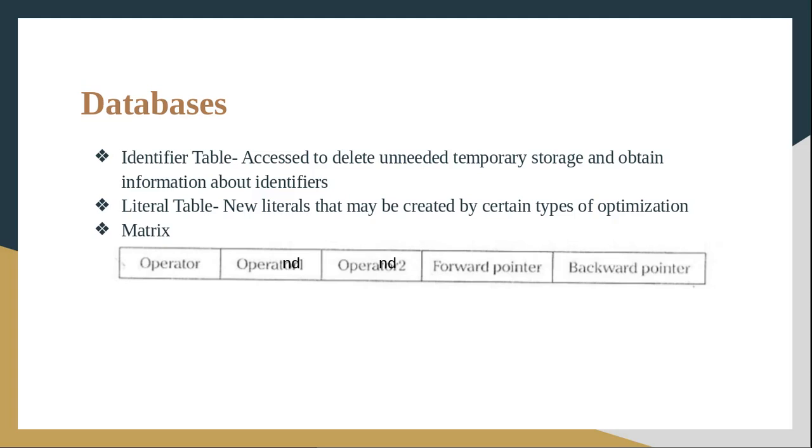Then the next database is the literal table. The literal table is the database which contains information about all the literals or constants in the source program. So when we are optimizing, suppose we are generating any new constants as a result of optimization, then those new constants or literals information has to be entered into the literal table. So new literals that may be created by certain types of optimization will be entered into the literal table. It will be clear when I talk about the algorithm of the optimization phase.